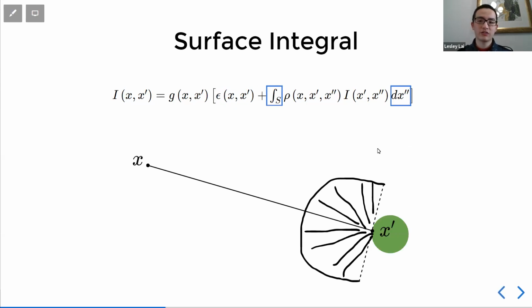Then there's this surface integral, where we just need to calculate the hemisphere around this intersection, this x prime. In this case, it's a hemisphere. If it's a transparent surface, then we need the whole sphere. We basically need to integrate this whole surface to get all the incoming light contribution from the surface to this point and how they contribute back into x.